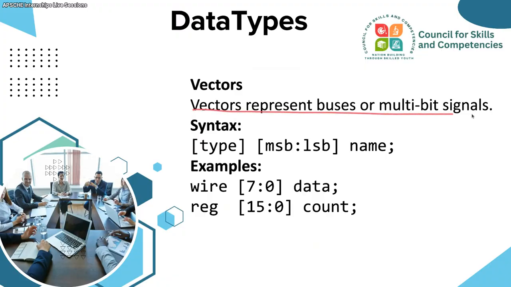A vector represents buses or multi-bit signals. For the declaration, you give the type, then how many bits, first the MSB, then the LSB, then the name. The LSB will always be 0. If it is 8 bit, the MSB will be 7, that is 8 minus 1. So data is a vector and count is a vector because they have multiple bits.